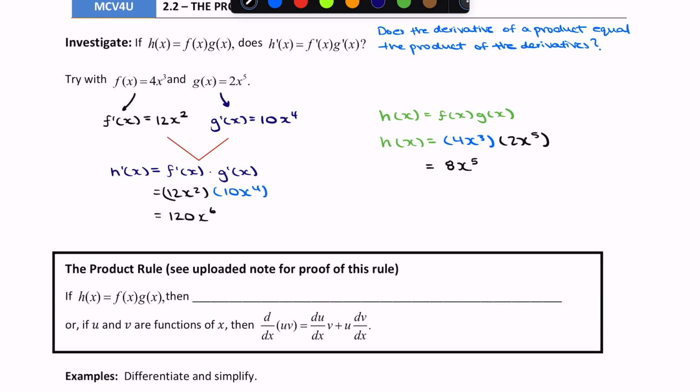And so here we see that h of x, if we multiply that first, and then if we do the derivative, h prime of x, that will give us 64x to the power of 7. And so here we see that these are not the same.